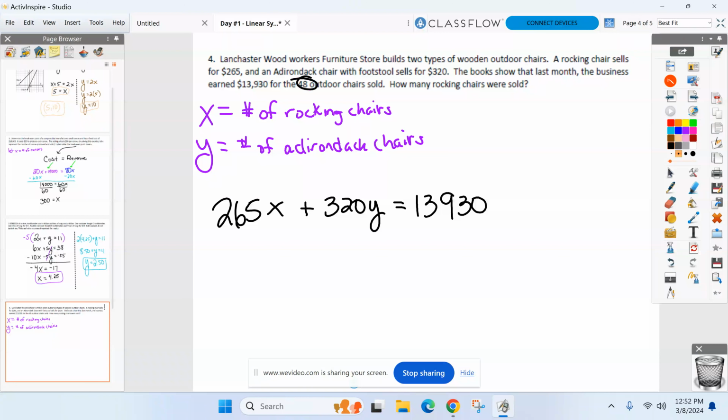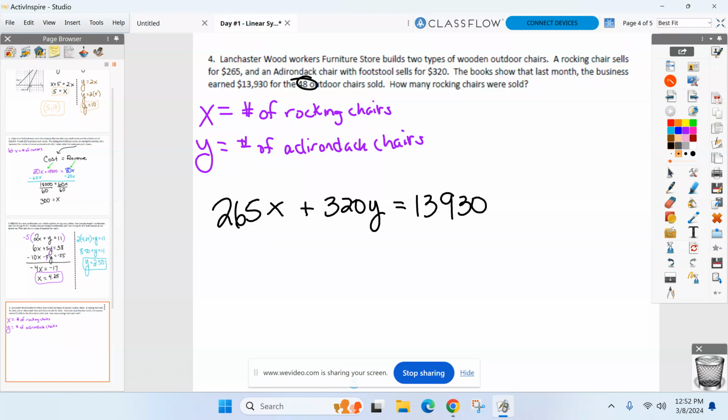It's not attached to any money. It's just 48 totals. Emma, what do you got? Don't you subtract 48 times 265? Oh, I just want one equation right now that's got the 48 involved somehow. That's all I want. What's the 48 mean? It's the total number of chairs I sold. What am I calling Adirondack? Y. What am I calling rocking? X. Total amount I sold was 48.